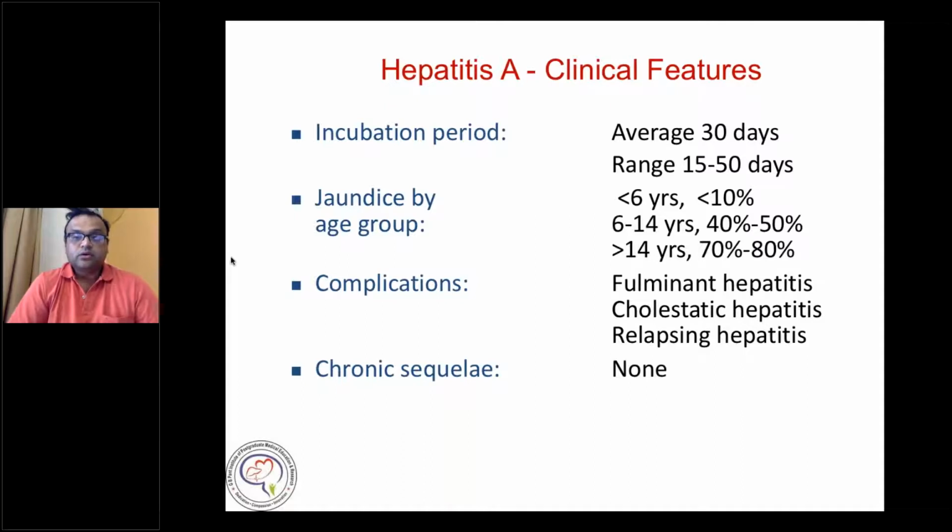There is a relapsing cholestatic type of hepatitis, which essentially means that if a person is infected with hepatitis A and gets cured, he will have recurrent symptoms of itching occurring over a period of a month or 3 months or even up to 6 months. Usually there is no chronic sequelae associated with hepatitis A virus.